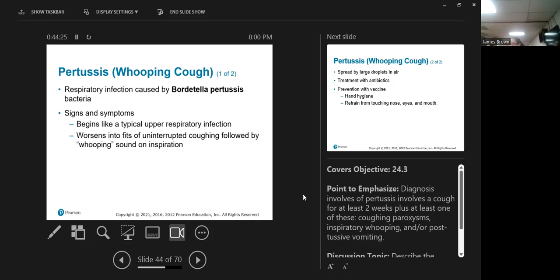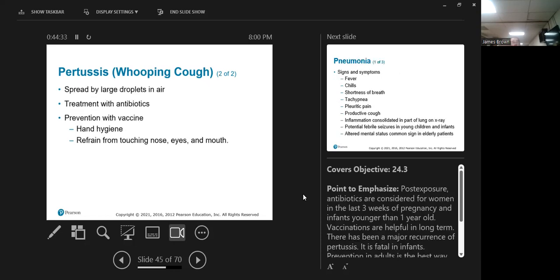So whooping cough, we don't see it a whole lot anymore. It used to be, especially in the elderly for some reason. It's spread by large droplets in the air. It's treated with antibiotics, and it can be prevented with a vaccine. Use hand hygiene and don't touch the nose, eyes, or mouth.